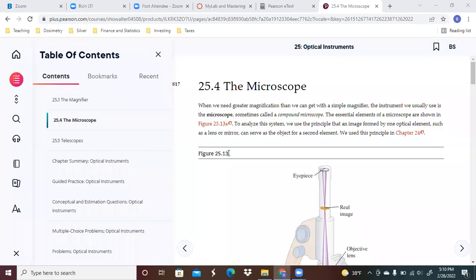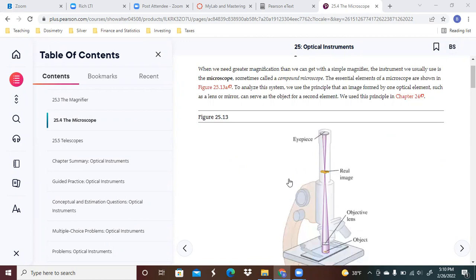This lecture is going to be over 25.4. We're looking at the microscope. When we need greater magnification than we get with the simple magnifier, which is what we talked about in the previous section, the instrument that we're going to use is the microscope, or sometimes called the compound microscope.